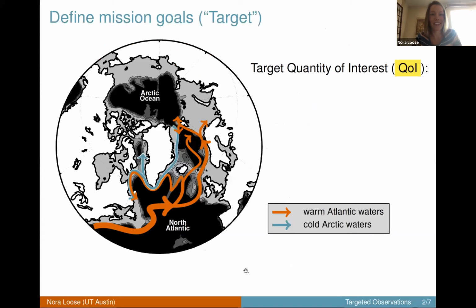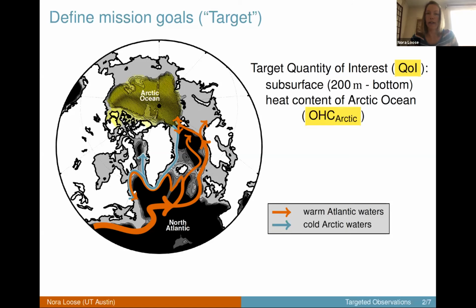Targeted observing system design seeks to place instruments with a specific target or goal in mind. This goal is often centered around one or several quantities of interest. Let's assume that we're interested in quantifying and observing the changes in subsurface heat content of the Arctic Ocean. The objective now is to design an observing system that best informs our quantity of interest, given the logistical and technical challenges that we are facing in the Arctic, and also given the already existing observational network.